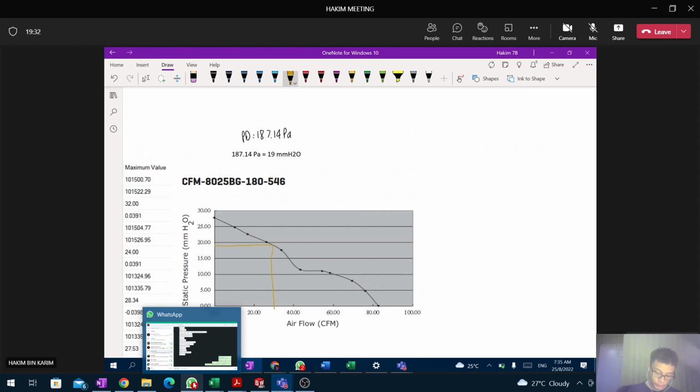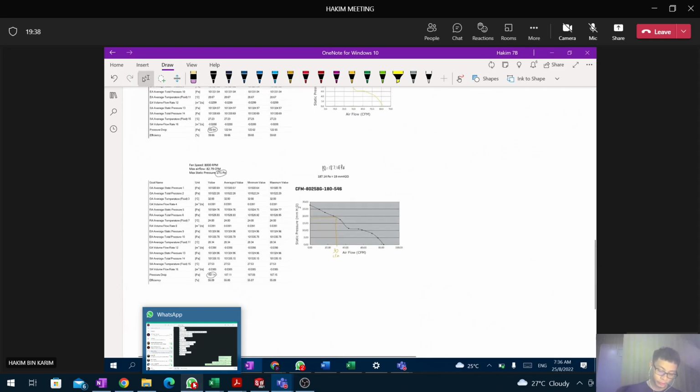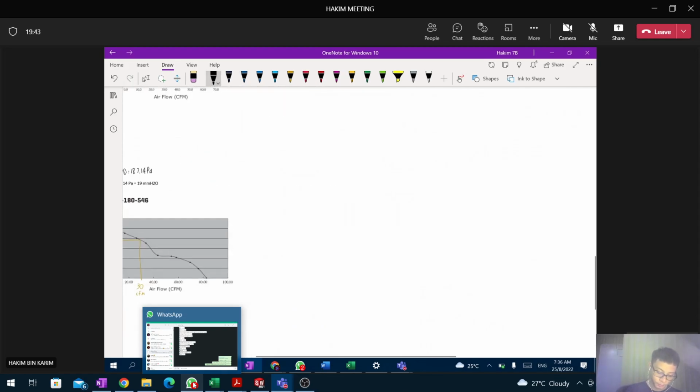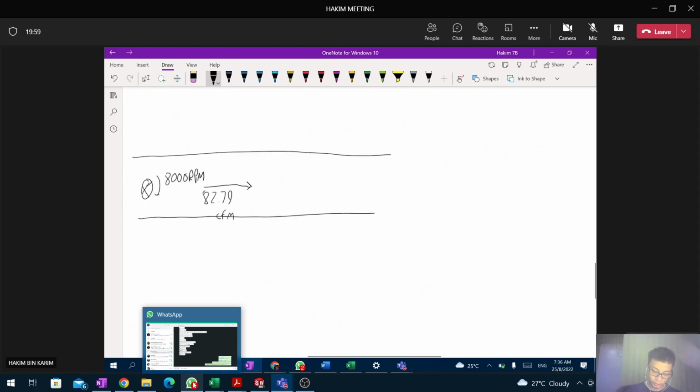Airflow is how much? 30 CFM. So if we use this kind of fan, it means that this is our fan, 8000 RPM. The flow rate is how much? 82.79 CFM. Yeah, I have to make my drawing a bit neater. Sorry.